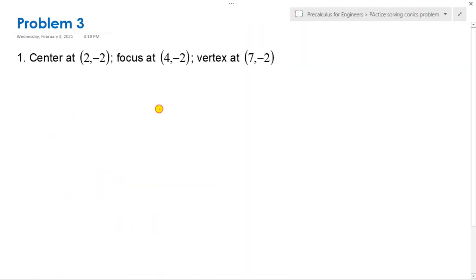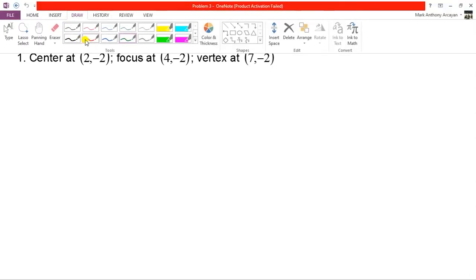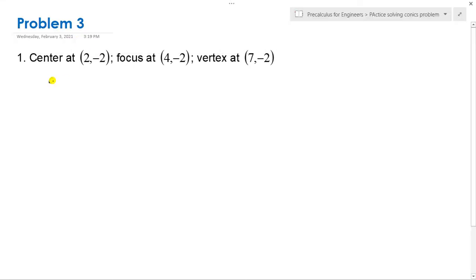Okay, so let's proceed to problem number 3. What if we are asked to find the equation of an ellipse given information about the center, the focus, and the vertex? So again, let's start with the center. So we have center.